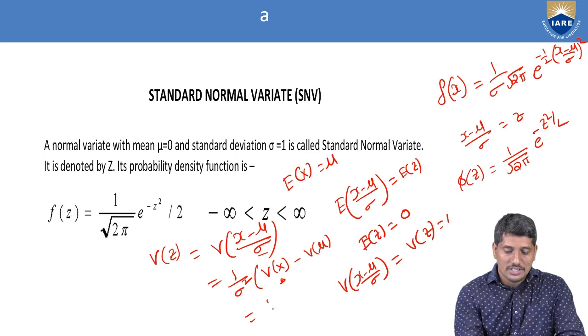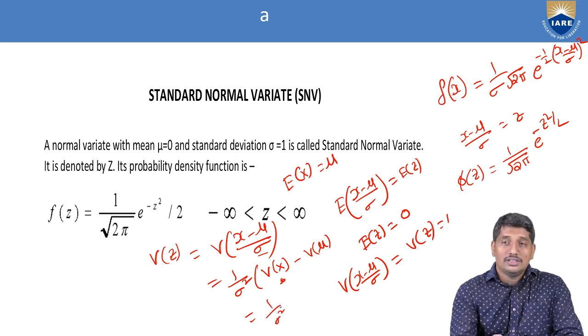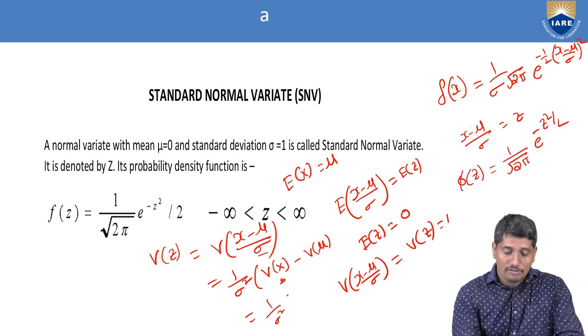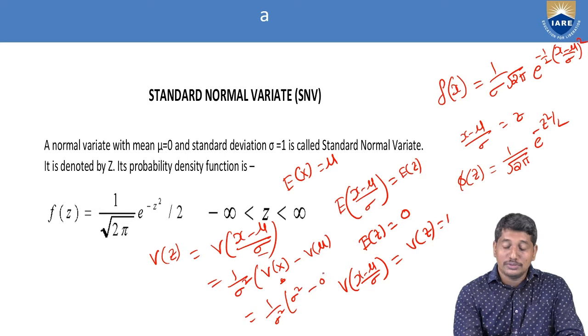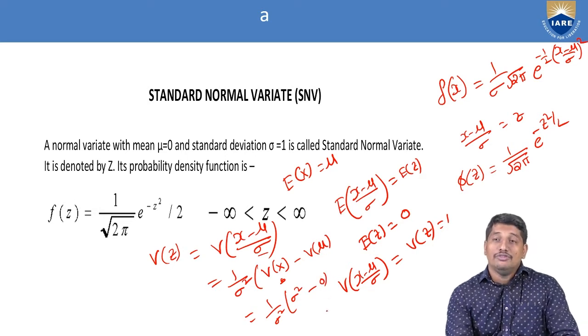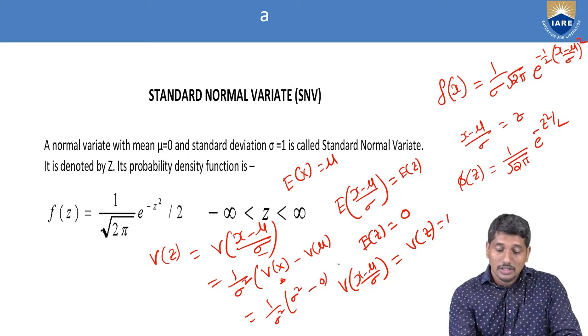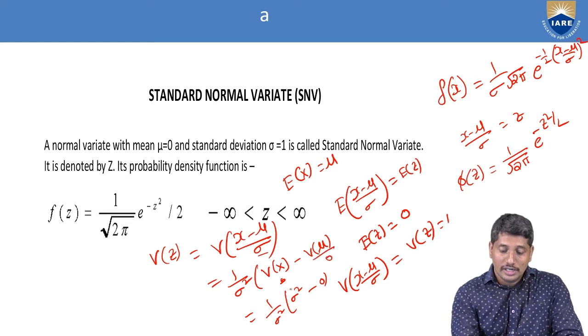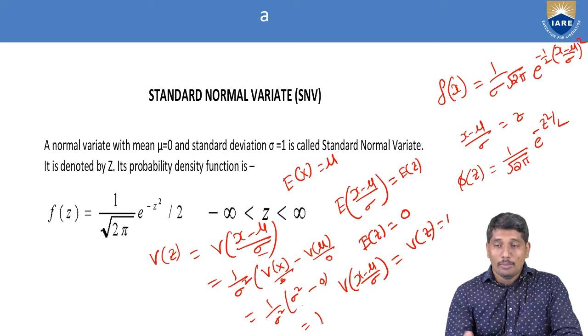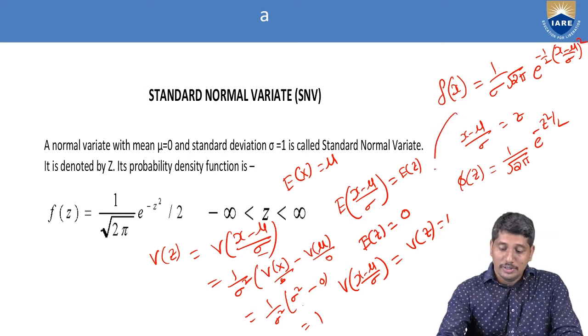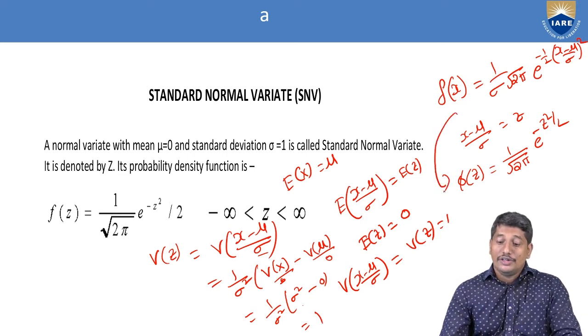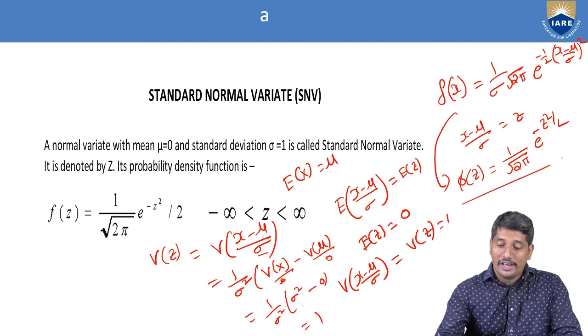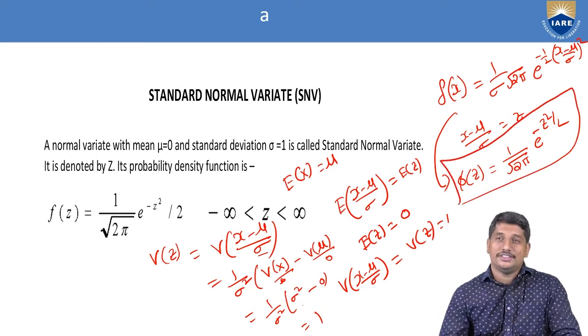Now, 1 by sigma square. Just now, we had the formula for V of x. The variance of the normal distribution is sigma square, and the variance of a constant is always 0. This is also a property which you learned in your second semester. So, the variance of a constant is 0, and the variance of x is sigma square, so the result is 1. So, obviously, this function will be turned into this function, which is famously called the standard normal variate.